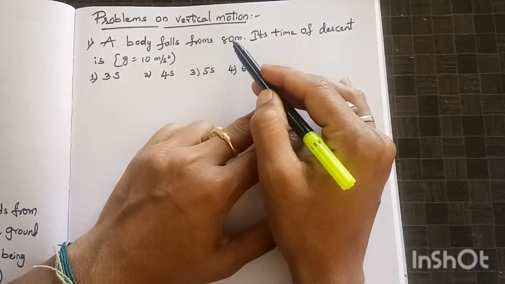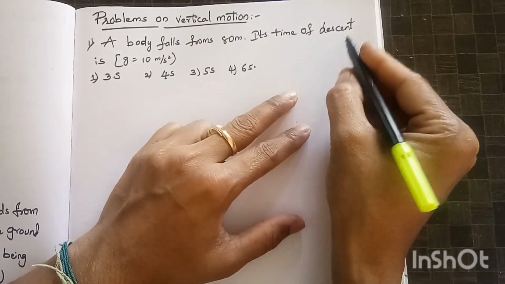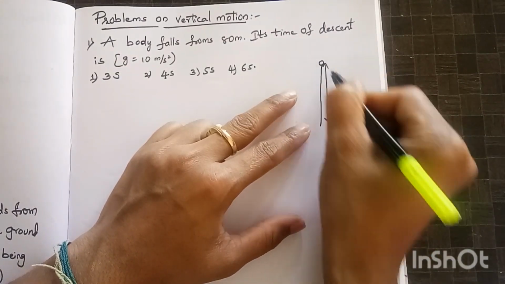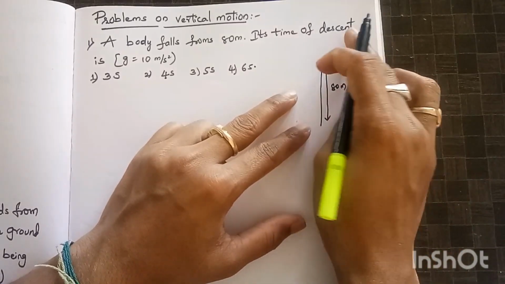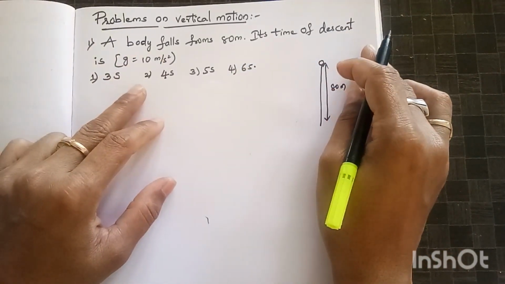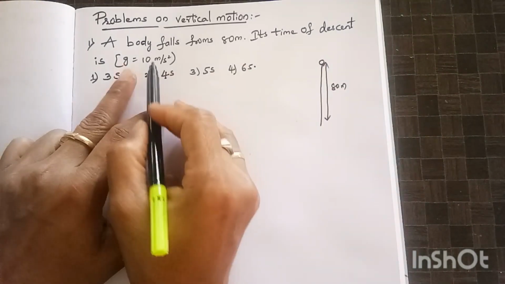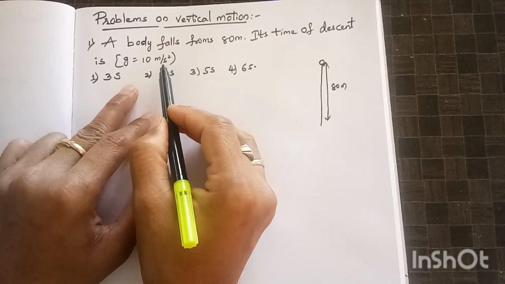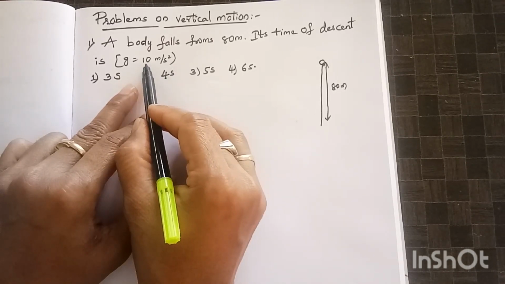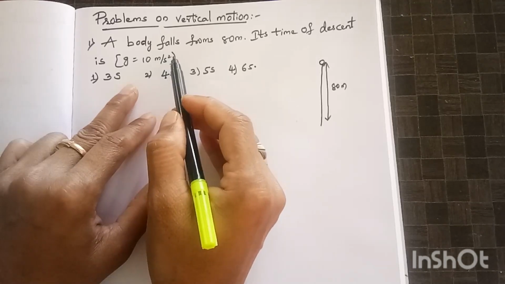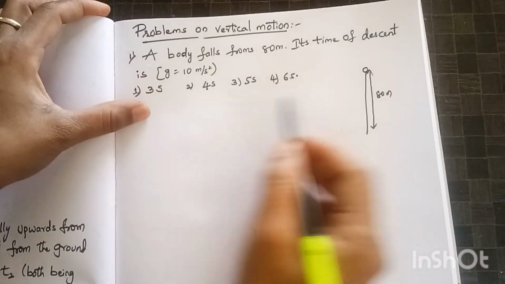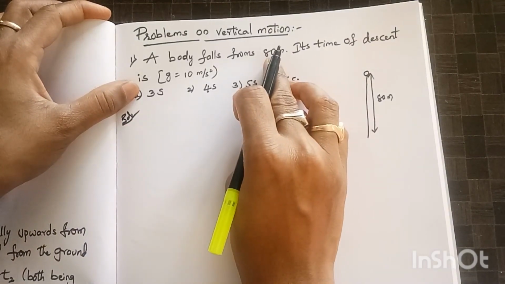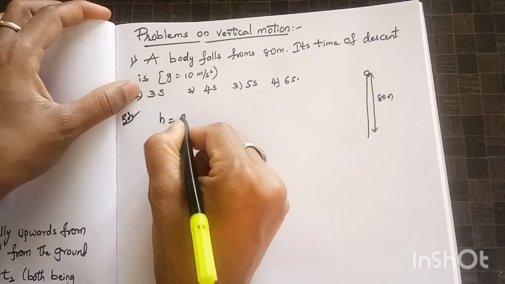They have given a body falls 80 meters, and they said to calculate the time of descent. They have given the value of g as 10 meter per second square. If they don't mention the value as 10, you can take it as 9.8. So they have given 80 meters, which means height h equals 80 meters.